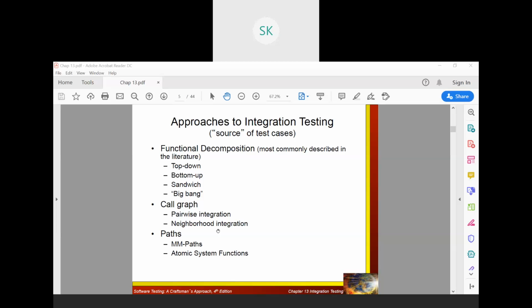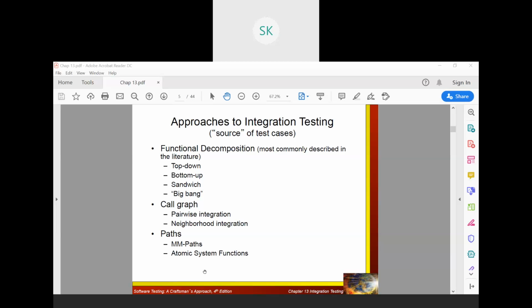Next one is neighborhood integration. Who is the next party that I need to look into, and how does it need to go? That is what neighborhood integration is all about. With respect to the call graph or program graph that you are writing, you will have one type of path testing which comes under structural testing or structural decomposition. Instead of the DD path, we have the MM path, module to module path testing. So this is how it is generated or made available with respect to your integration testing. One by one, we'll take it.